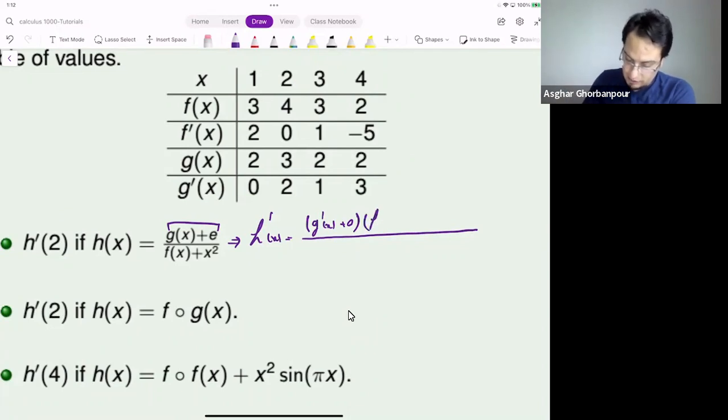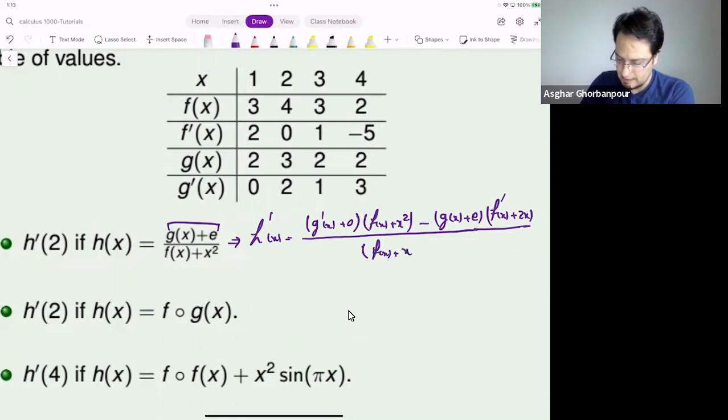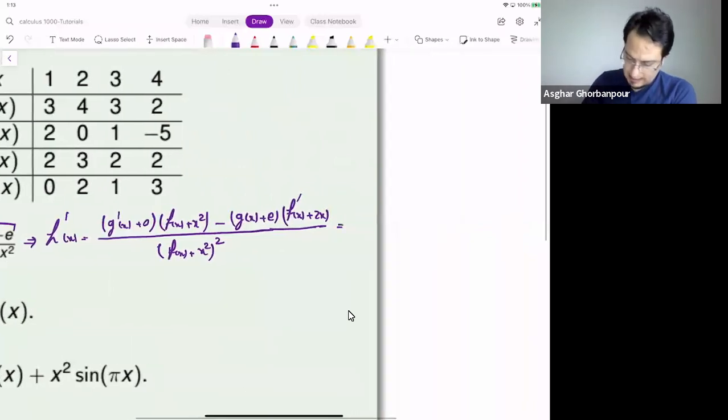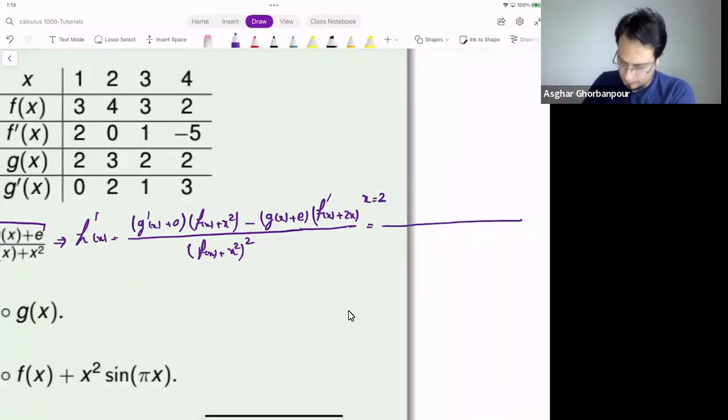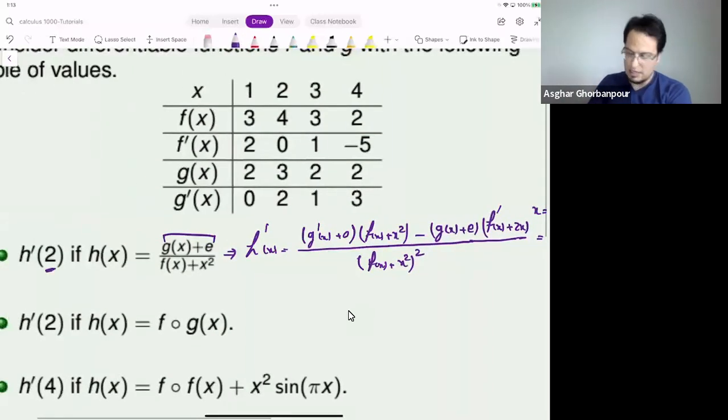Derivative of a constant function is 0. Numerator, derivative of numerator times denominator, minus the numerator itself times the derivative of the denominator. Here will be f prime x plus 2x. And then the denominator squared. Okay, I will go ahead and then evaluate at 2, since it says evaluated at 2.